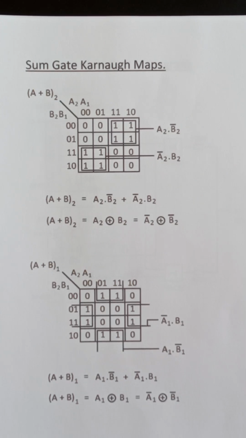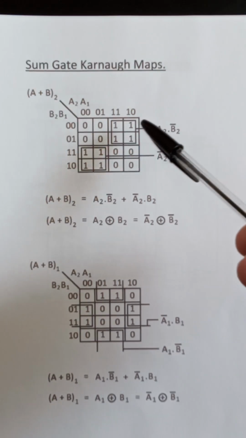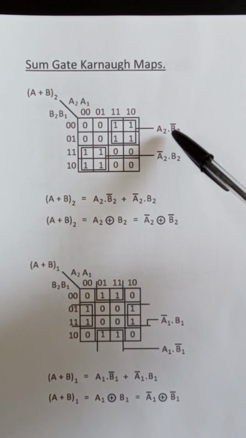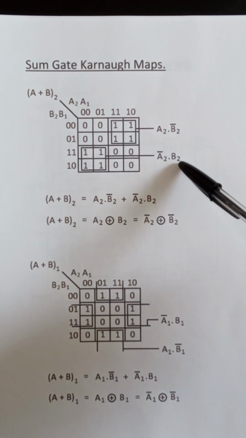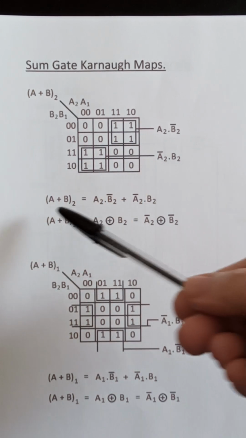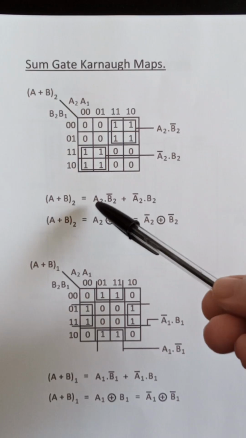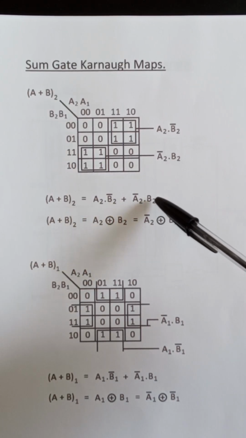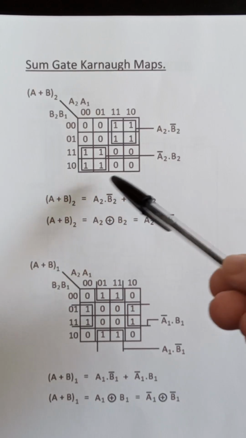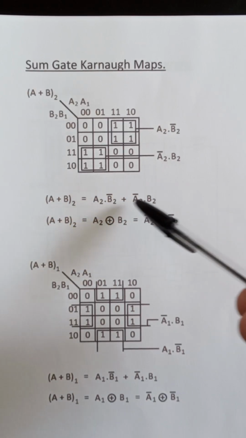Here we have the counter maps for the sum gate. This is A plus B2 here. This loop here is A2 and not B2. And this loop here is A2 and B2. So A plus B2 equals A2 and not B2, or not A2 and B2. And this is the definition of the exclusive OR gate.